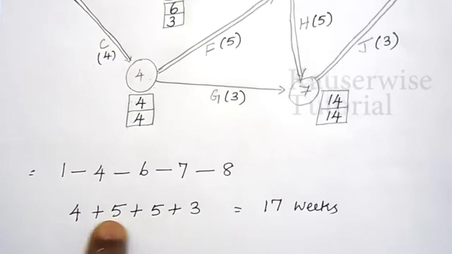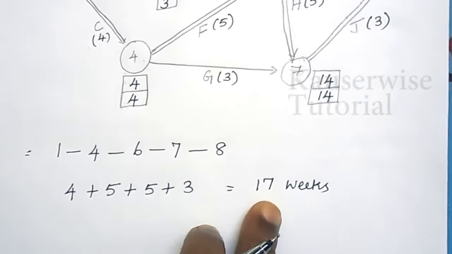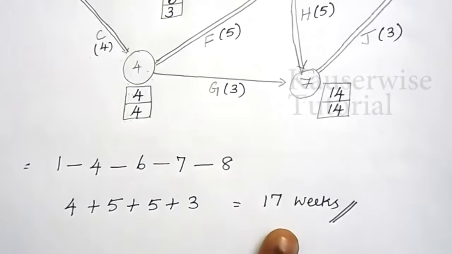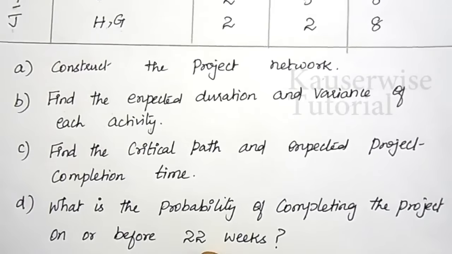4 plus 5, 9. 9 plus 5, 14. 14 plus 3 is equal to 17 weeks. This is the expected project completion time. Look at the problem. So far we have calculated three things.